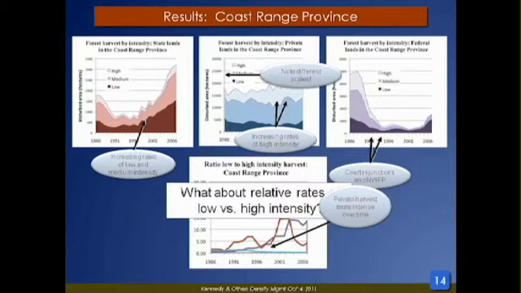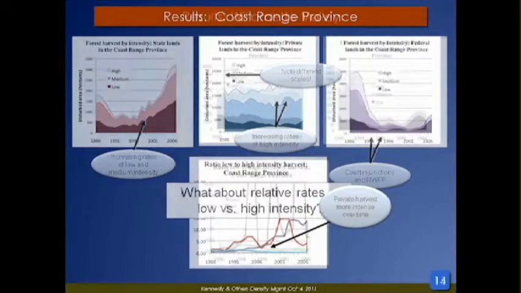Private lands, no drop in harvest as we would expect, but as harvest rates increased since the mid-1990s, it looks like more and more of those are in this high intensity category. And lo and behold, if you actually plot these as a ratio, we've got federal, state, and private in different colors here. Private is in the cyan color, which is very low to begin with, meaning the amount of low intensity to high intensity is fairly low, and it drops over time, whereas on federal and state lands, that number is going up, meaning there's more low intensity harvest.